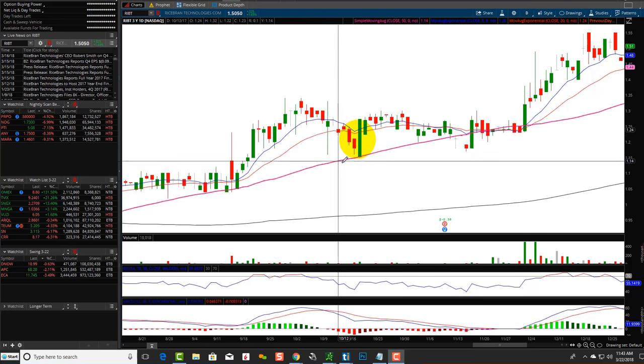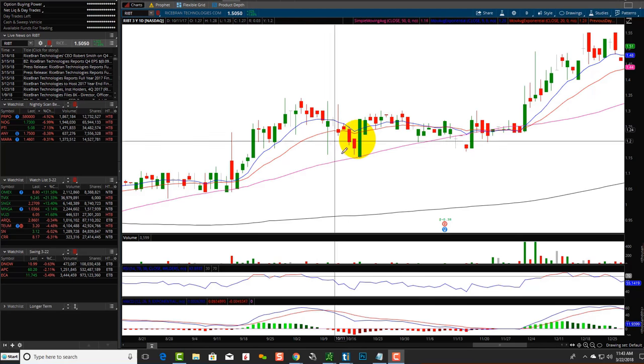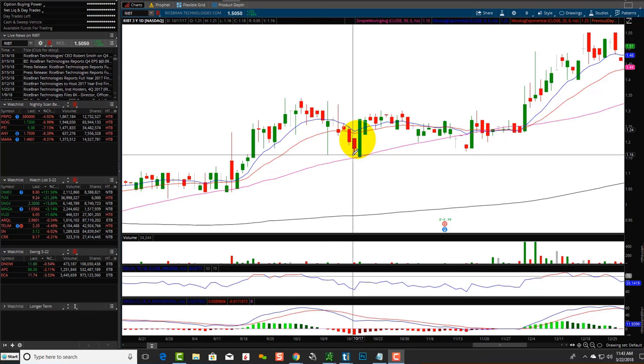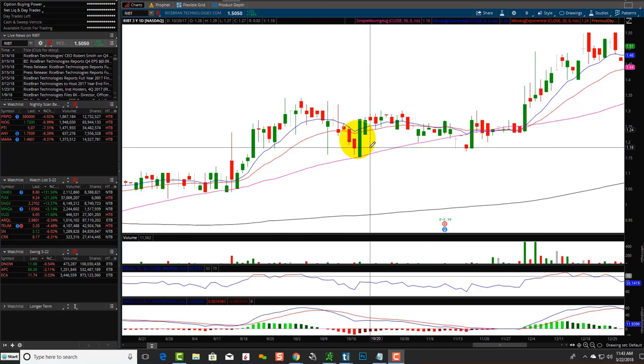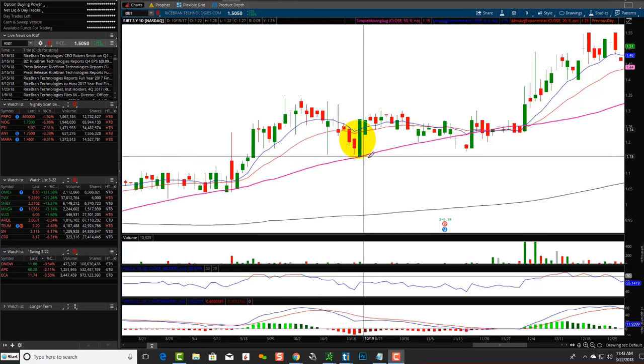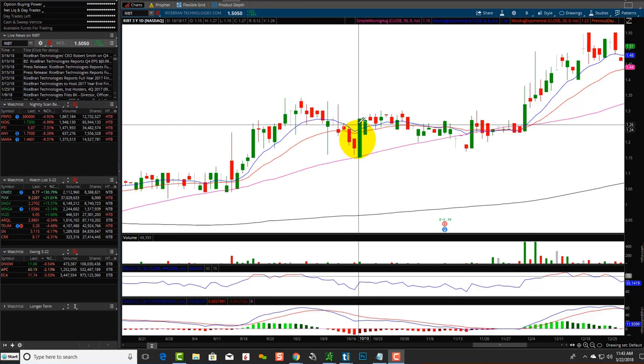Always be aware of moving average lines. Many times these patterns happen right along key support and resistance lines. As you can see here, this is the 50 SMA. Very important to be aware of. And then you'll see this big green candle coming in, which engulfs the previous three.